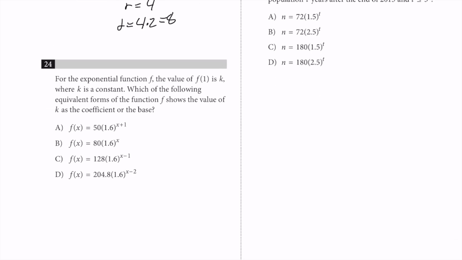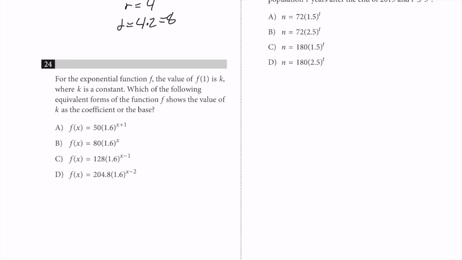For question 24, we're asked for the exponential function f, the value of f of 1 is k, where k is a constant. Which of the following equivalent forms of the function f shows the value of k as the coefficient or the base? So what that's asking us is, for the coefficient or base, it's not going to involve the exponent, right? So how do we get the exponent out of this function to just be left with k? The way we do that is we raise something to the 0 power, because anything to the 0 power will be 1, and then we'll have k times 1, which will just give us k.